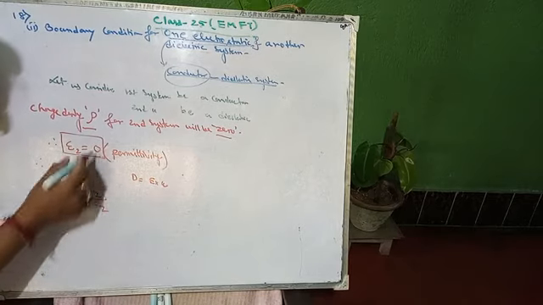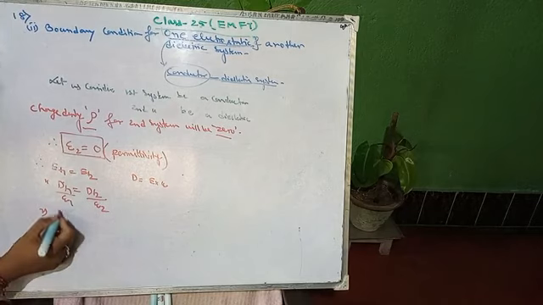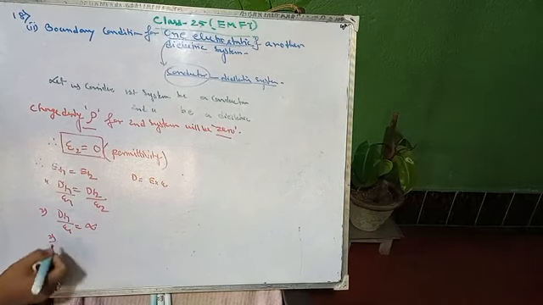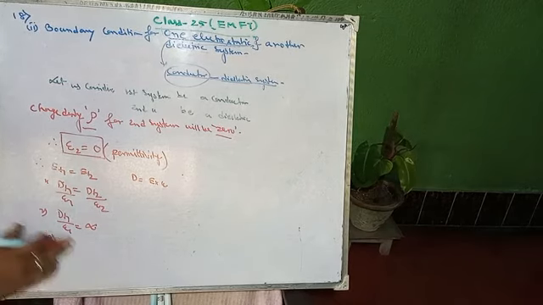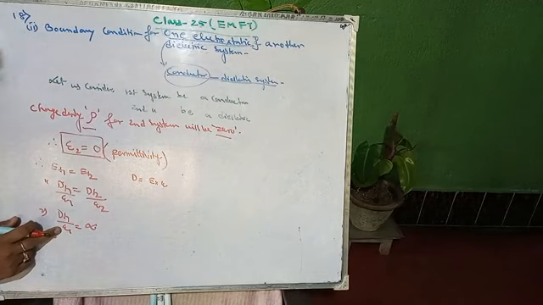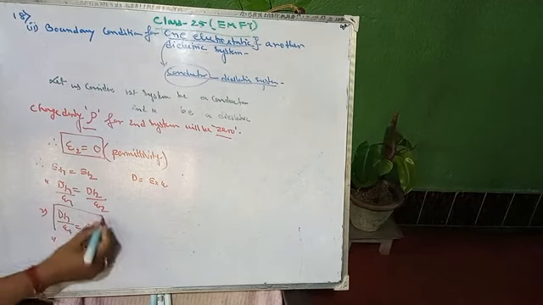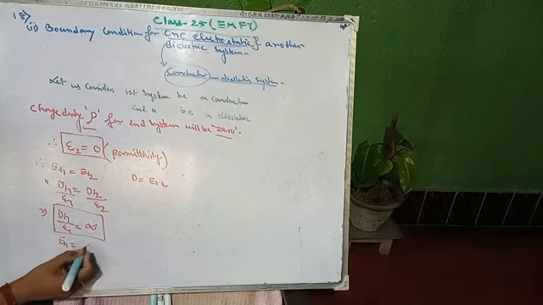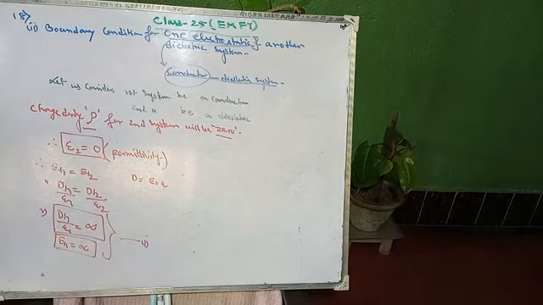Okay, so now just put epsilon 2 equals 0 in this equation. Then what happens? DT1 by epsilon 1 equals infinity, right? So that means ET1 should be infinity. That is the first condition. Or you can write ET1 should be infinity. So these two are the same expression. This is your first condition.